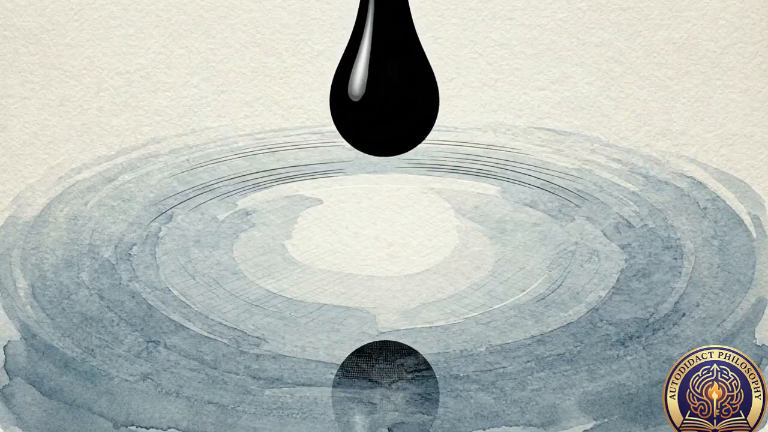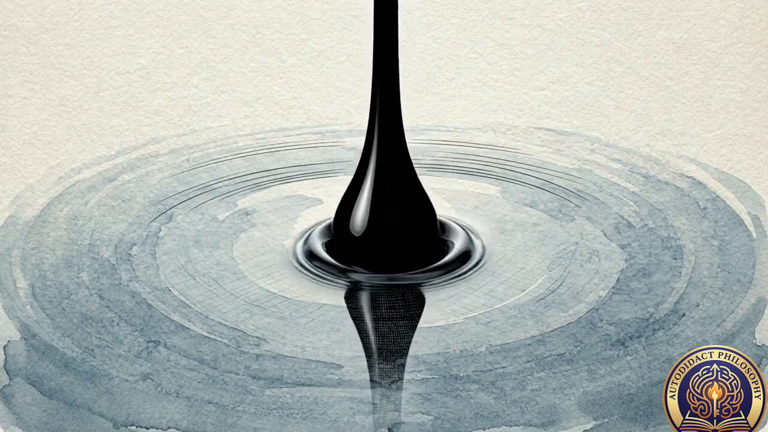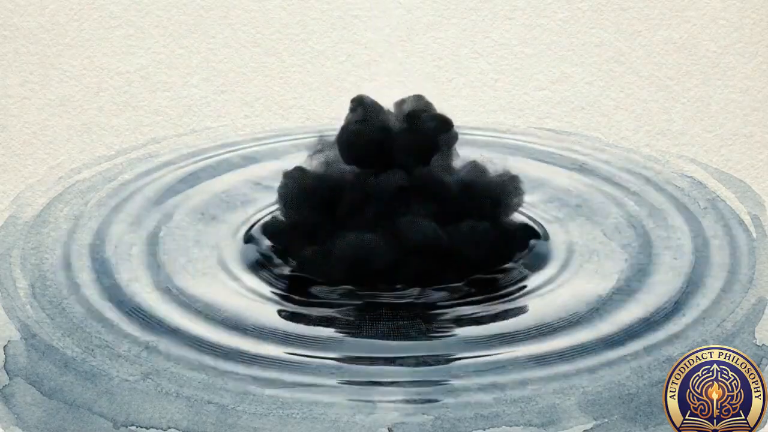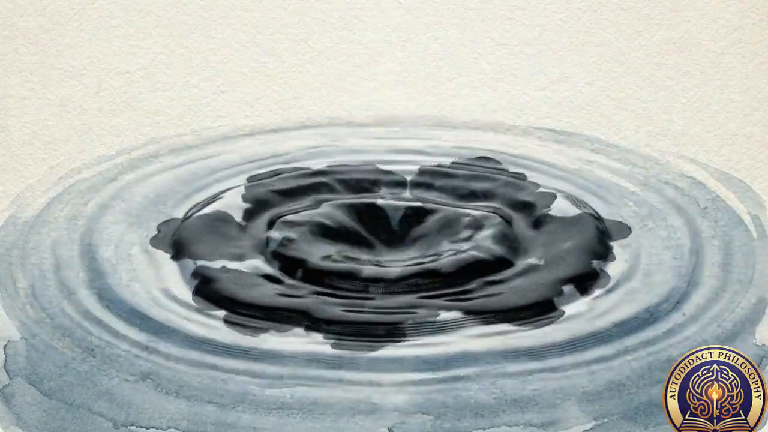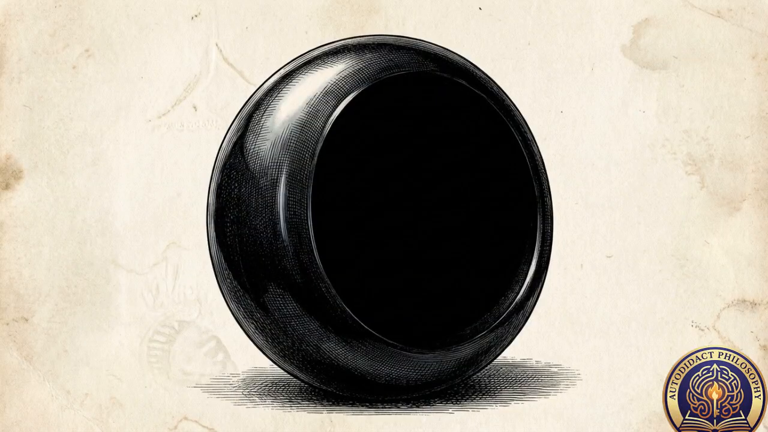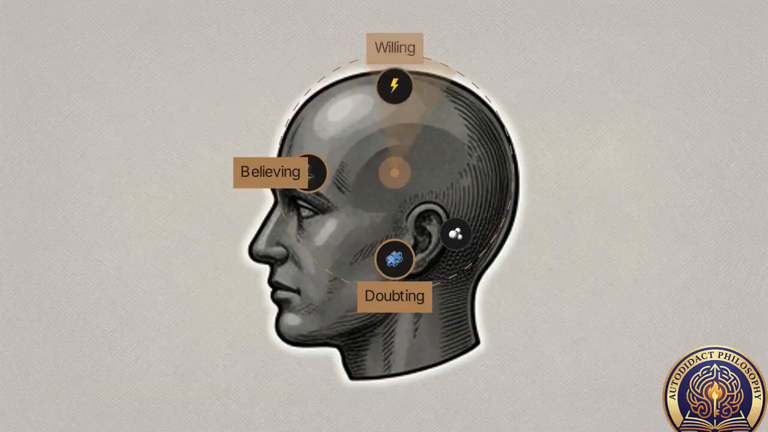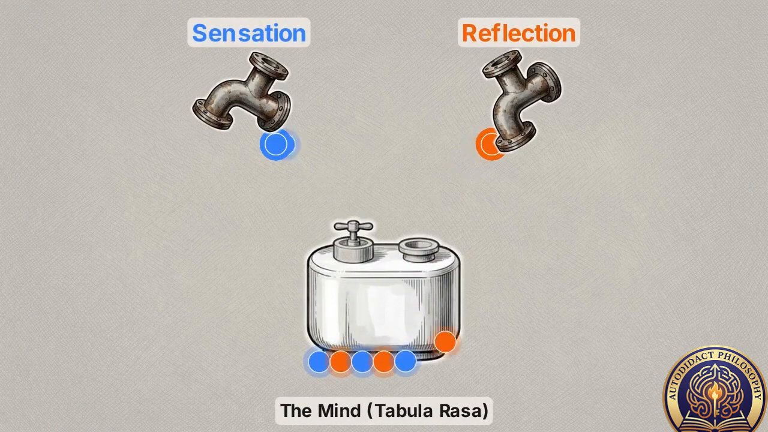The first channel is sensation. This is the outward-facing mechanism of the biological senses, collecting raw physical data from external objects upon contact. The second channel is reflection. This is an internal-facing mechanism. It operates when the mind observes its own internal processes at work, gathering data from acts of doubting, believing, willing, or remembering. Through sensation and reflection, the mind receives what Locke calls simple ideas.